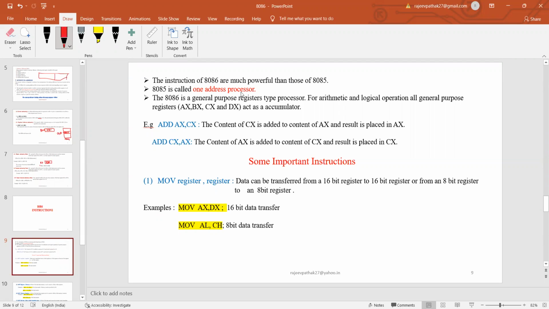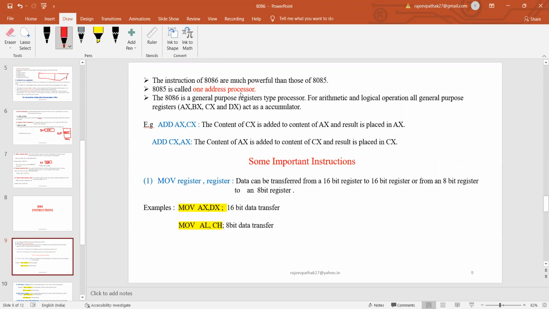8085 is called a one address processor. Why? Because in 8085, if you want to add the data of the accumulator with register B, then we write ADD B. We assume that one of the data is stored in the accumulator, and the addition of A plus B is again stored in the accumulator. That is, we need to specify only one of the data, the other data is supposed to be in the accumulator, and the result is always stored in the accumulator.